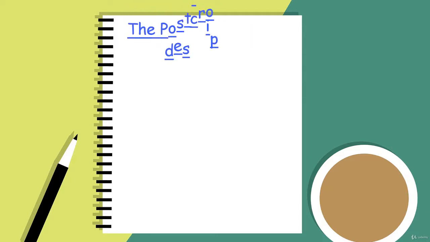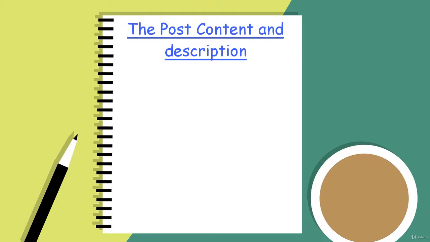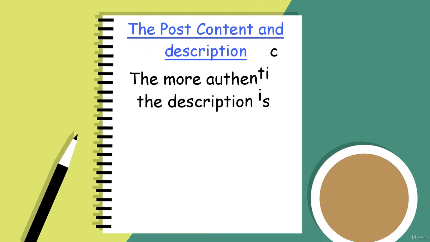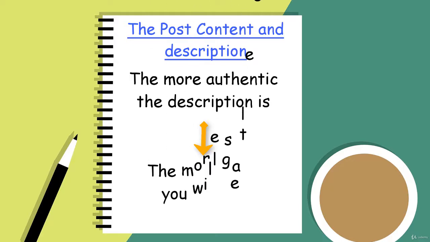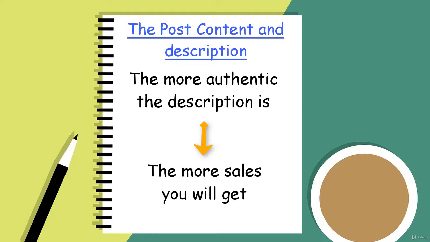The post content or description. The more authentic your description looks, the more sales you will get. Your description should not look commercial. A good idea would be to check the influencer's posts and get inspired by his or her previous posts. You can also ask the influencer for advice. He or she is very aware of their followers' taste. They might help you with optimizing the content.